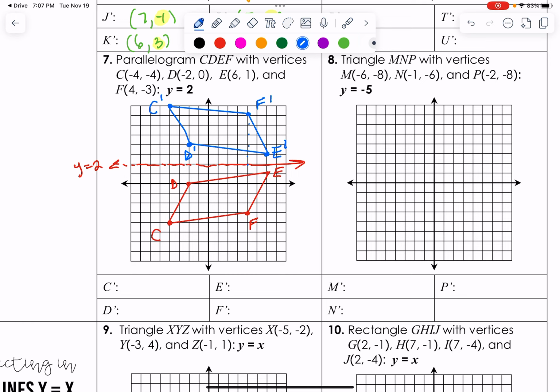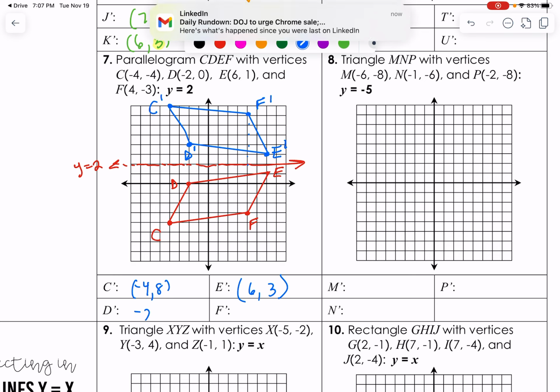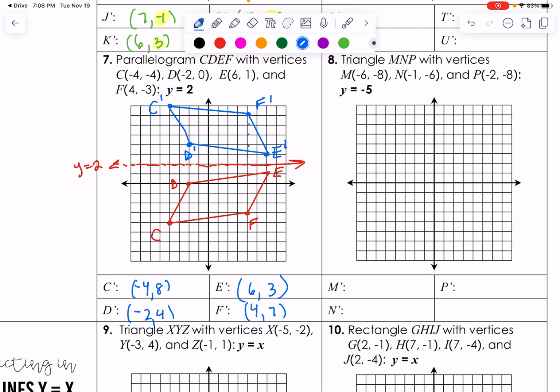Again, the easiest thing is, once you remember that it has to be equal distance across, just count. Name your points by counting. This is 1, 2, 3, 4, 5, 6, 1, so that's E, 6, 1. Sorry, 3. It's 1 above, but it's 3 total from the axis. C is -4, 8. D is -2, 4. And F is 4, 7.